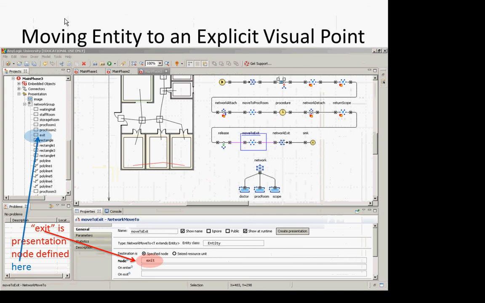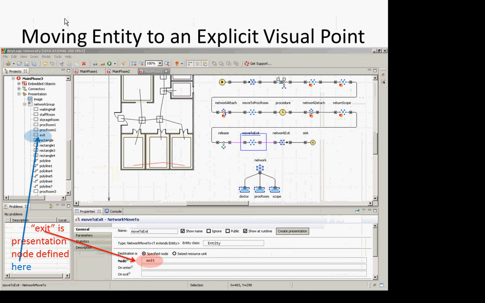Okay, so if we have certain nodes defined as certain locations, like the exit location, we can then say in the network move to. Remember there was network send to, network move to. What was the difference? Who can tell me? Network send to versus network move to. Yes. Excellent.